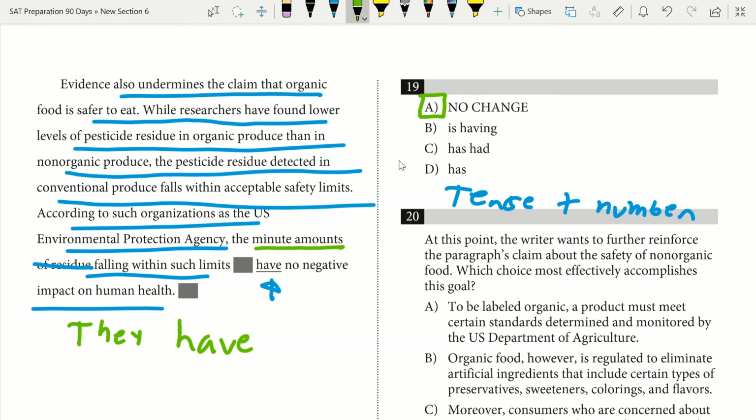We want to say "have." We wouldn't say "is having." We would say "have" because that matches the tense we've been dealing with throughout this whole passage. So we're matching the tense that we've had the whole passage by using answer choice A.